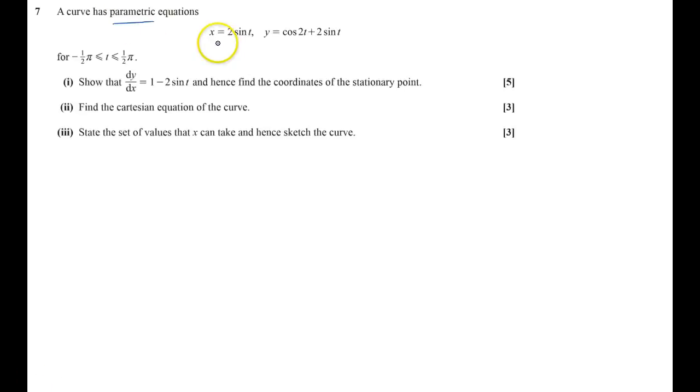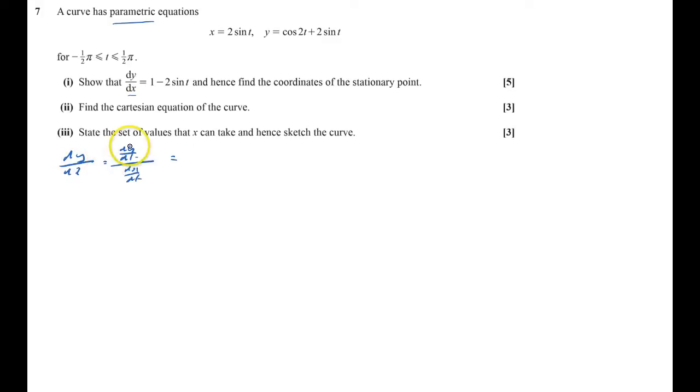Parametric equations: x equals this, y equals this. Okay, show that dy by dx equals... I've got to differentiate. Find dy by dx. That will be dy by dt divided by dx by dt.